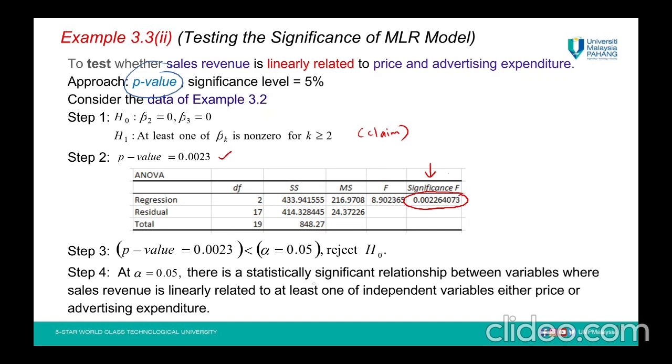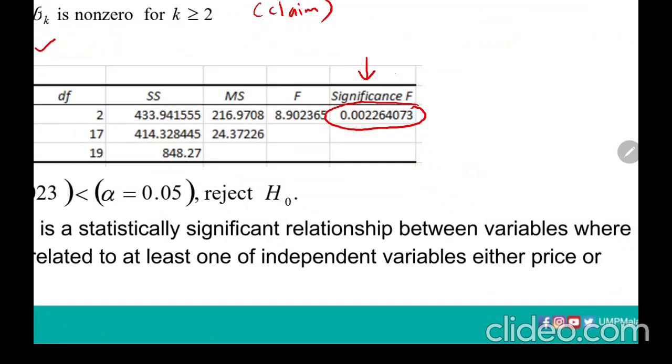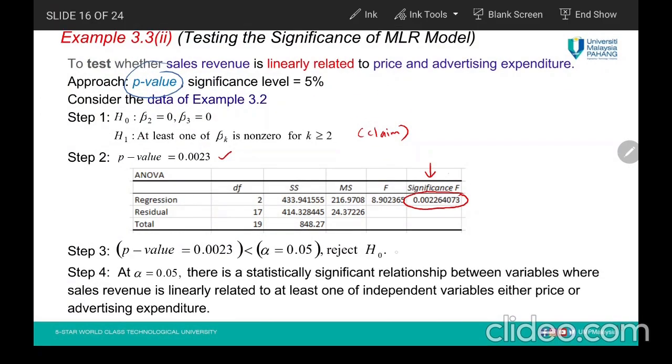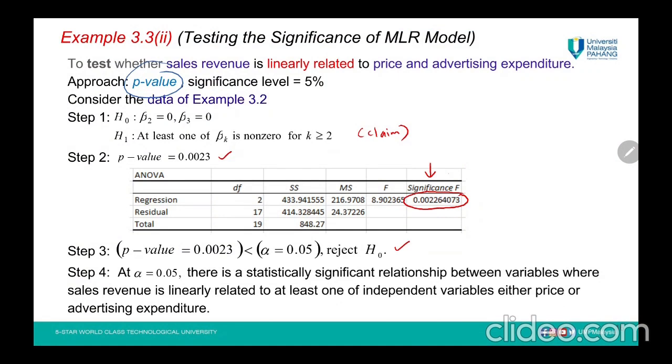Now we go to step 3. By using the standard rule of the p-value, since the p-value here is less than alpha, the decision is reject H0. The last step here is to draw a conclusion. And the conclusion here, of course, is the same as given in example 3.3.1.